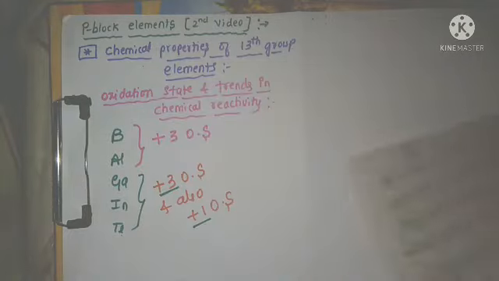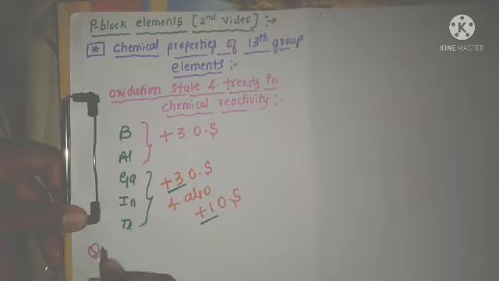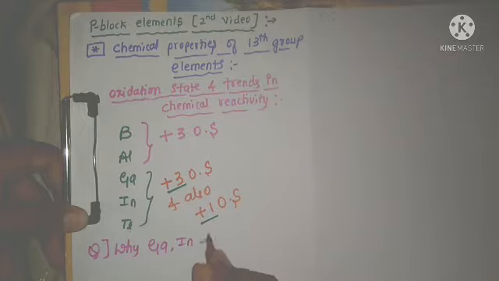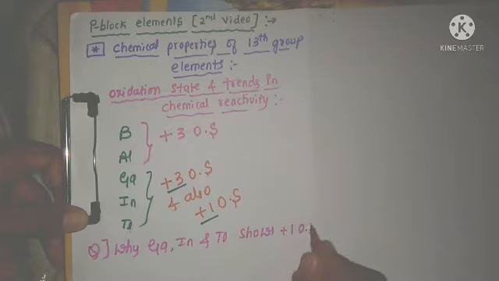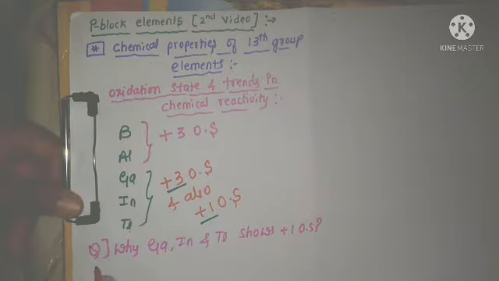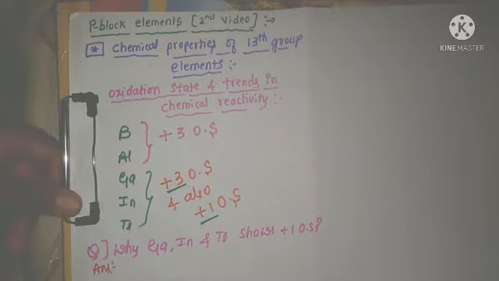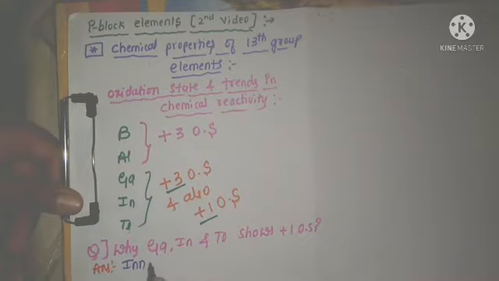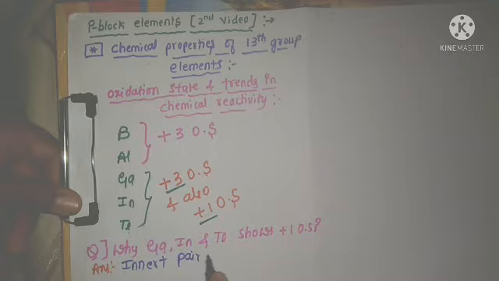Clear? Now I will write it here. Question: why do gallium, indium and thallium show the +1 oxidation state? Here the +3 oxidation state is because the valence electrons are 3. If they lose them, or if they can form the bond, then the oxidation state is +3. Now the answer for this one is the inert pair effect. Your answer should be in one word: inert pair effect.